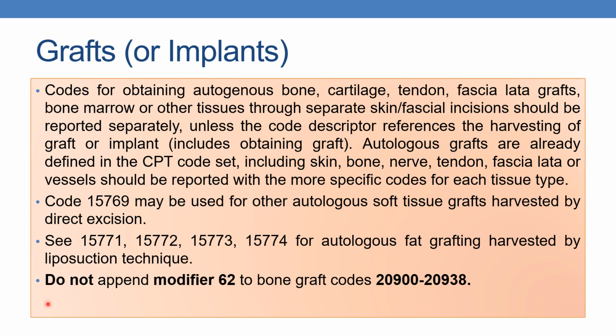One more important point is do not append modifier 62 to bone graft codes, which come under the range 20900 to 20938. Modifier 62 should not be appended to bone graft codes that are in the range 20900 to 20938.